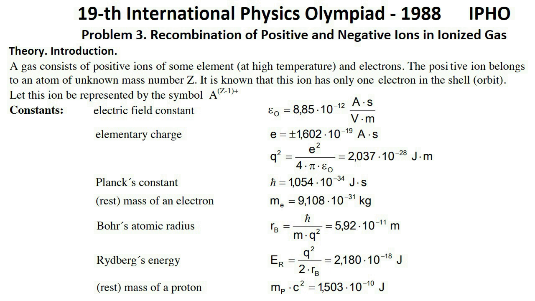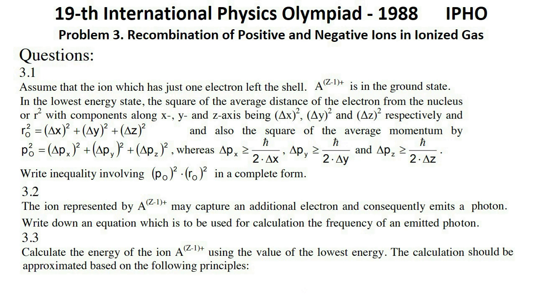Theory. Introduction. A gas consists of positive ions of some element, at high temperature, and electrons. The positive ion belongs to an atom of unknown mass number Z. It is known that this ion has only one electron in the shell, orbit. Let this ion be represented by the symbol (Z-1)+. Constants are given that may be useful later.